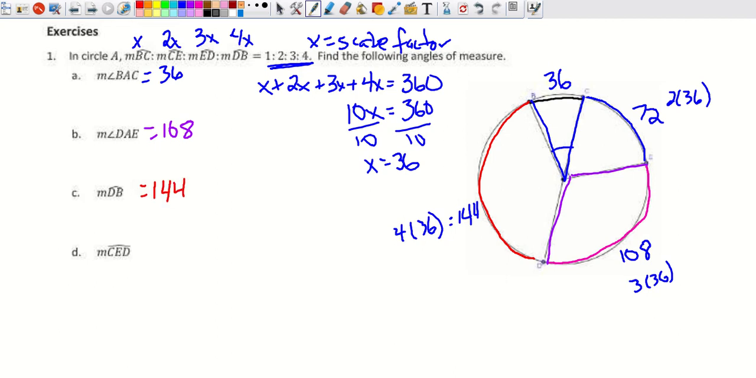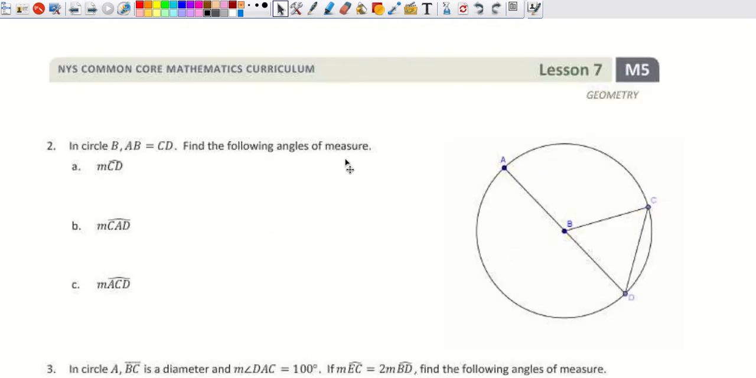And this angle, I should say, CED, is actually going all the way from here to here. Okay, so this is the sum of 72 plus 108, which, as we're looking at the circle, is actually this half circle right here. So that should be 180. All right.